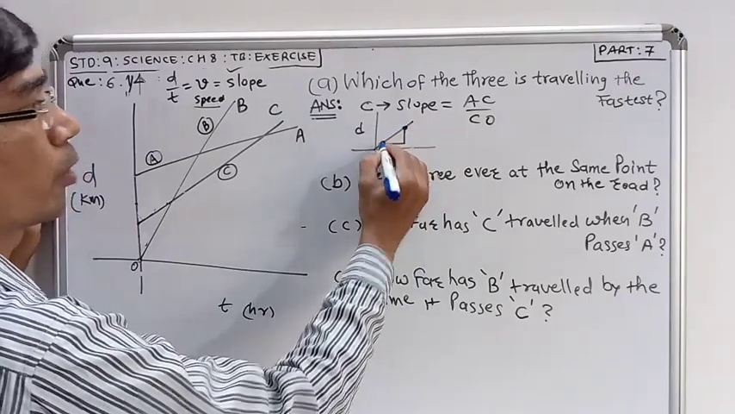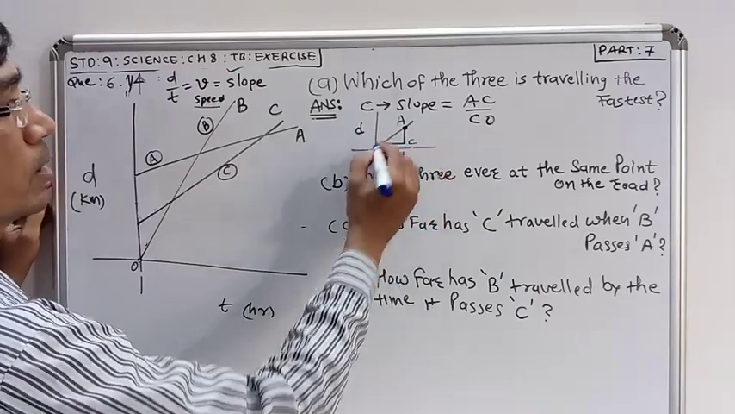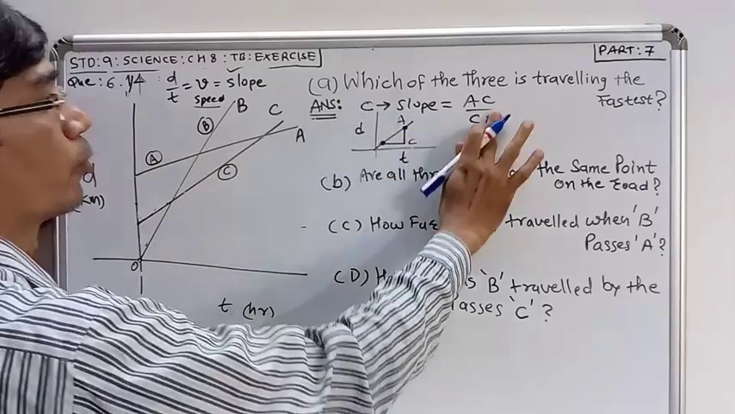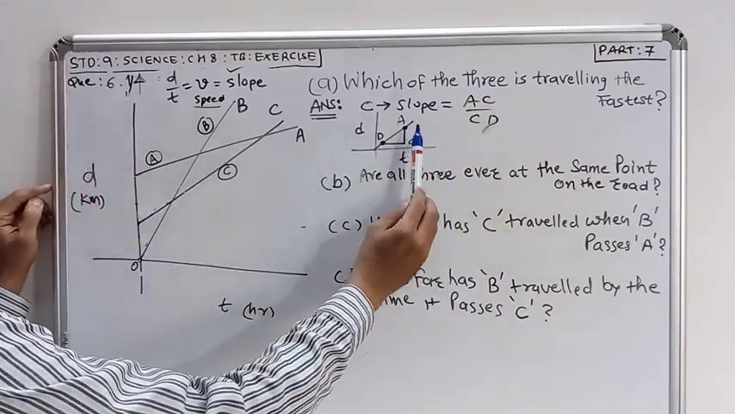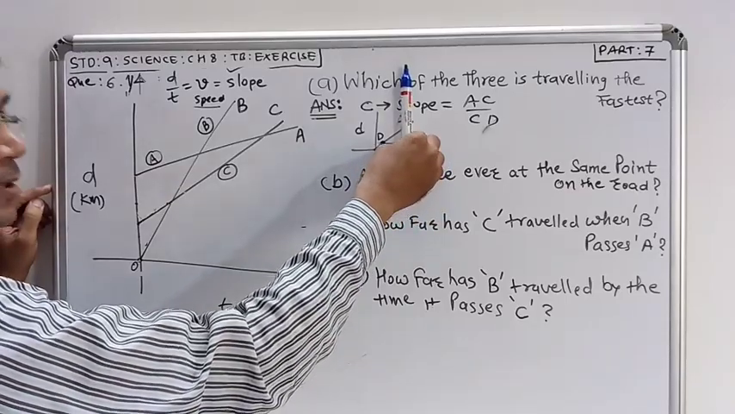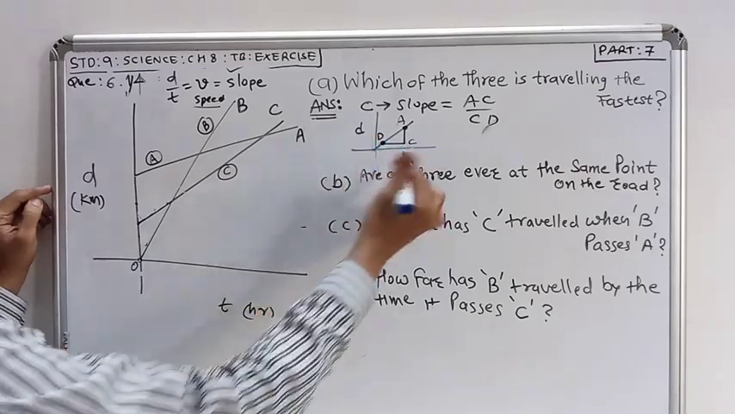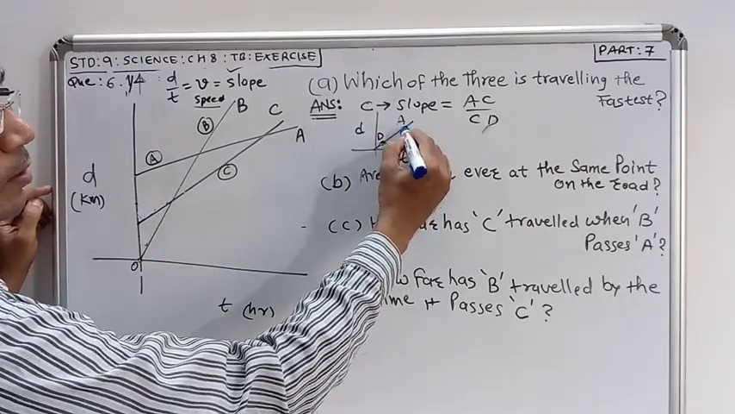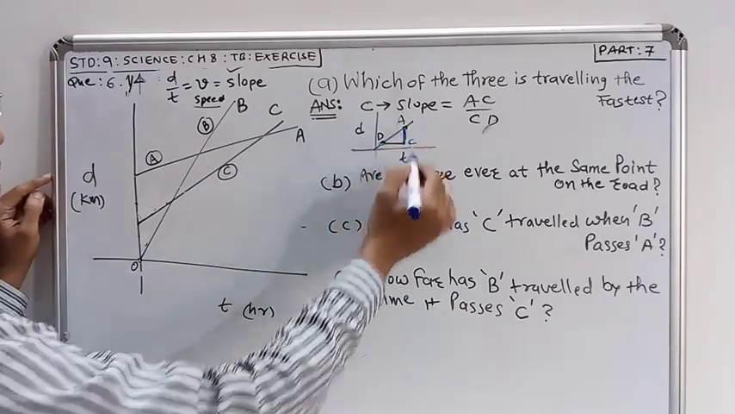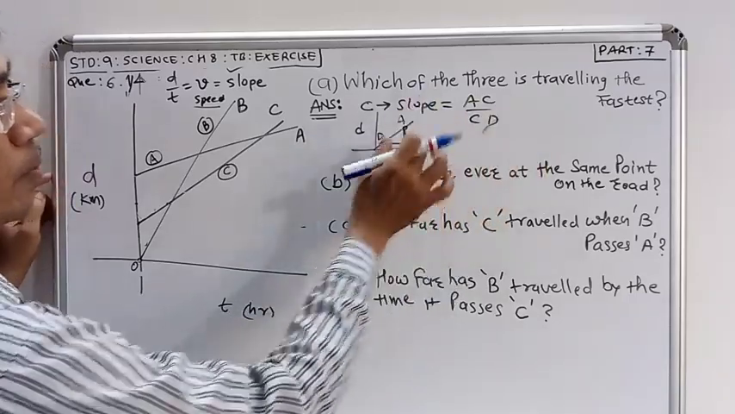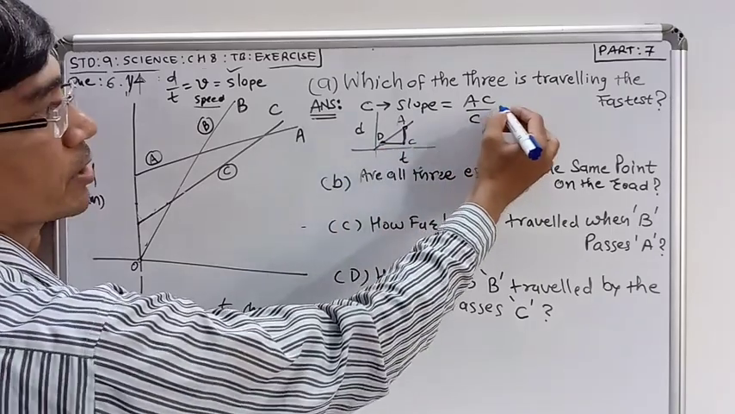So these are the 2 points on the line. Let us take this as point A, this as point C, and this as point D. So here the slope is given by the y-axis difference AC upon the x-axis difference CD. That means two perpendicular lines are drawn from the A and D points, and it makes a kind of triangle. So AC upon CD, perpendicular line upon horizontal line, is the slope.